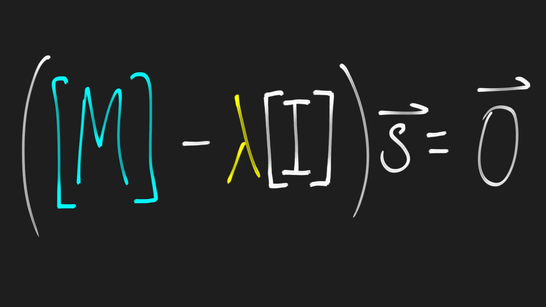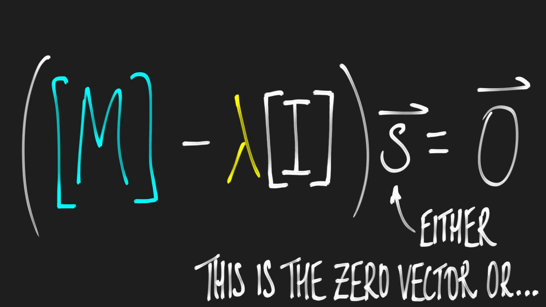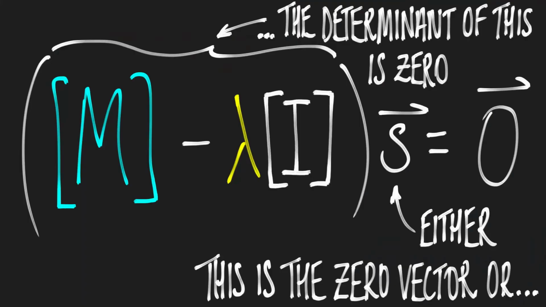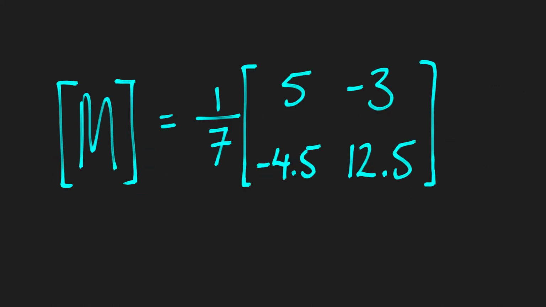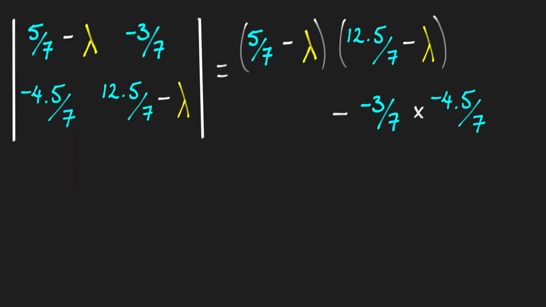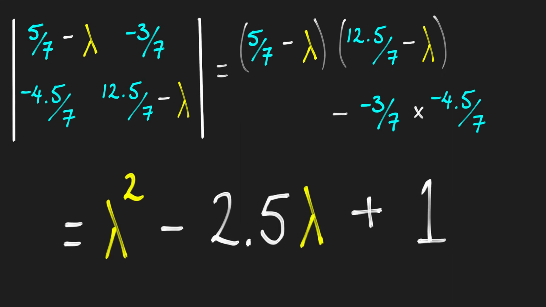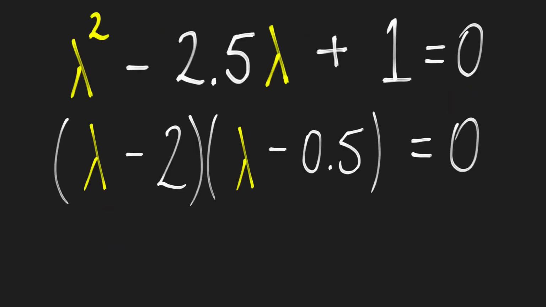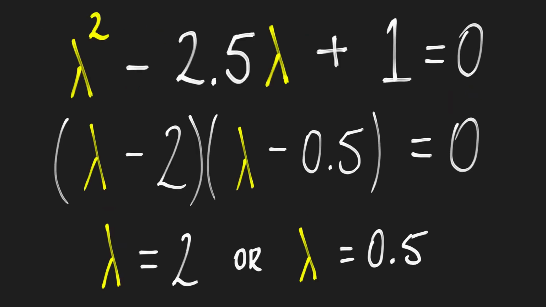Now the only way that this equation can be satisfied is if S is the zero vector, which is boring, or the determinant of all of this matrix is 0. So calculating the determinant of our matrix M minus lambda times the identity yields a polynomial in terms of lambda, the order of which depends on the dimensions that the matrix spans. So in this case, it will be a quadratic. Solving this quadratic the normal way you would gives us our values of lambda.